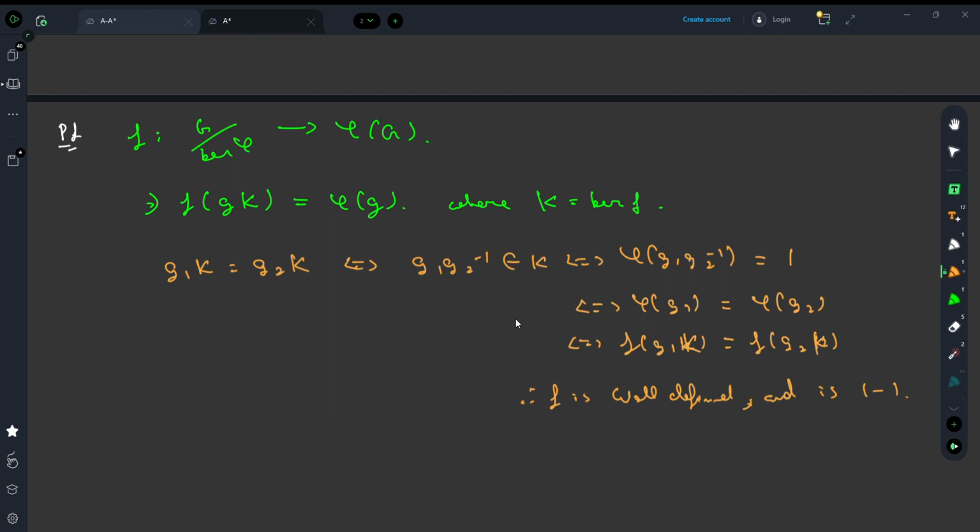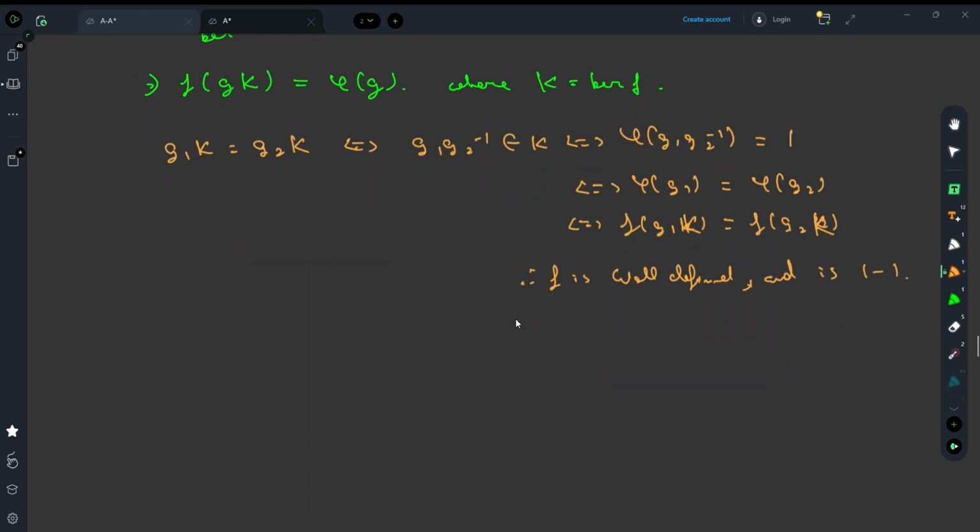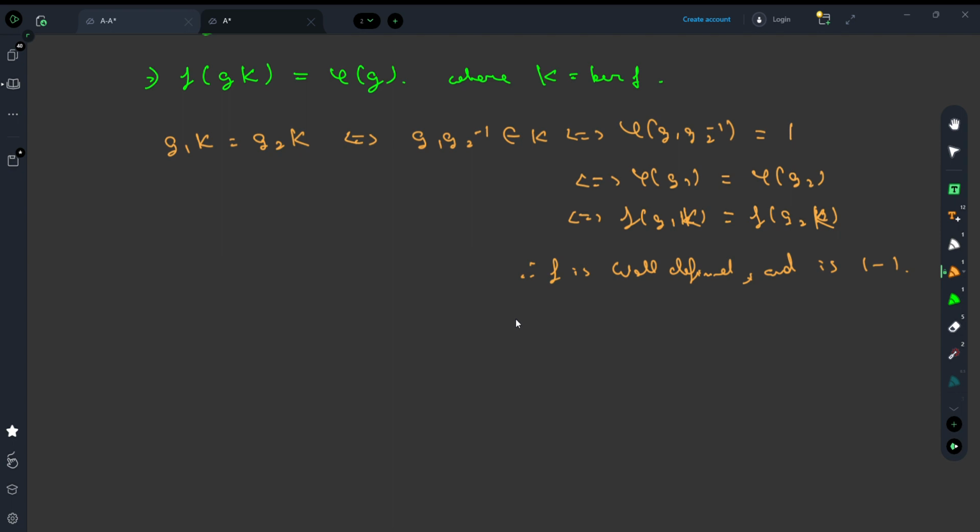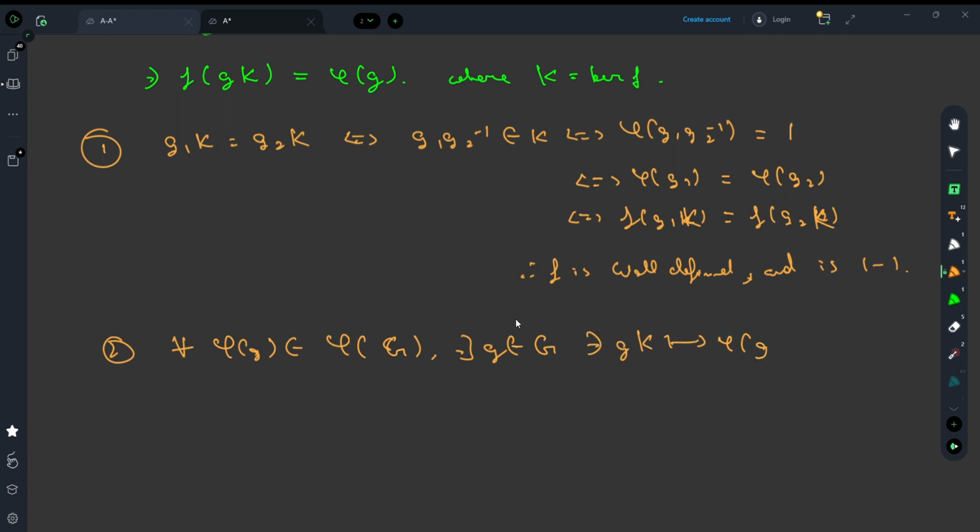Okay, this is capital K, right? So we have already shown it's 1-1. Onto is very trivial, because for all elements phi(g) in phi(G), there exists some element g in capital G such that gK is mapped to phi(g). So it's onto, right? Therefore, f is onto. So it's mapped via f, right?